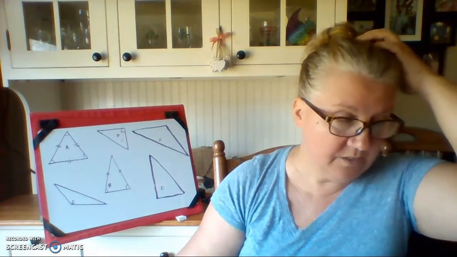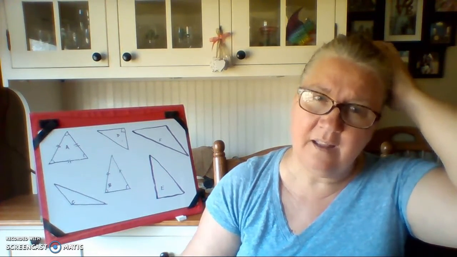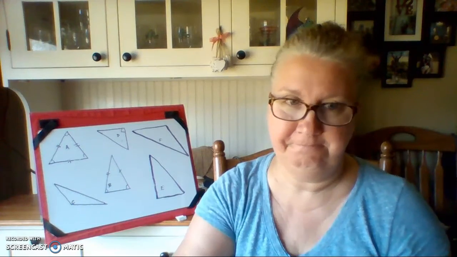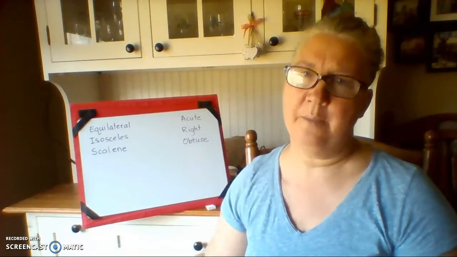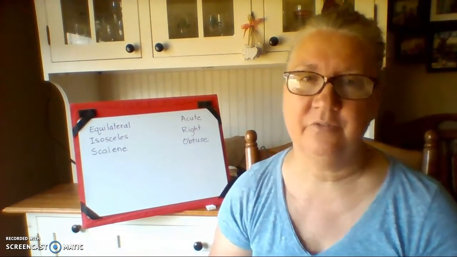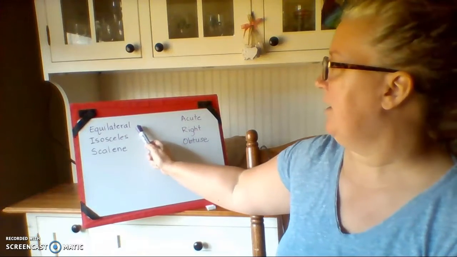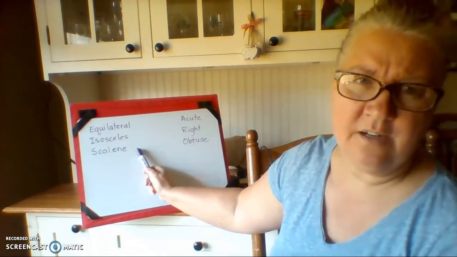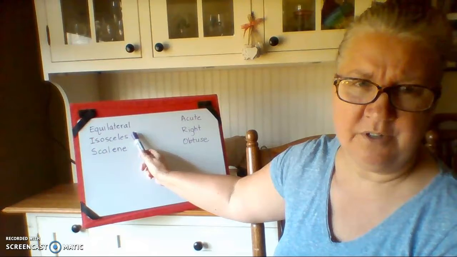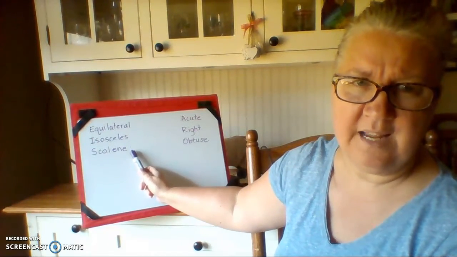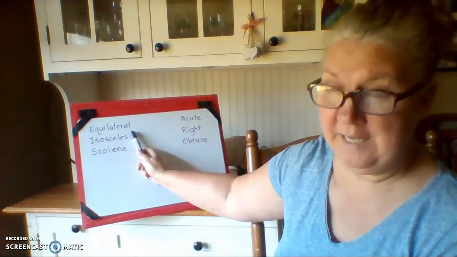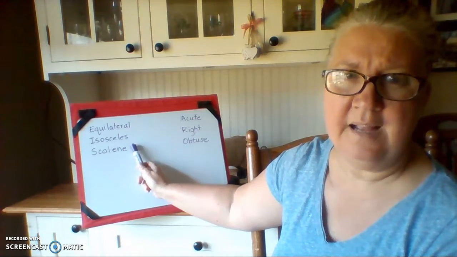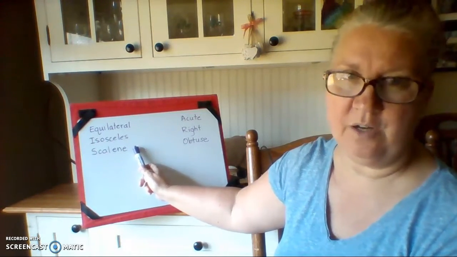Okay, we are going to move on to our problem set, and that shouldn't take too long, and then you'll be done. Okay, I promised you I would put up the vocabulary, and I forgot. So, when we talk about the sides of a triangle, they are either equilateral, isosceles, or scalene. Equilateral meaning all sides equal, isosceles, 2 sides are equal, and scalene, no sides are equal.